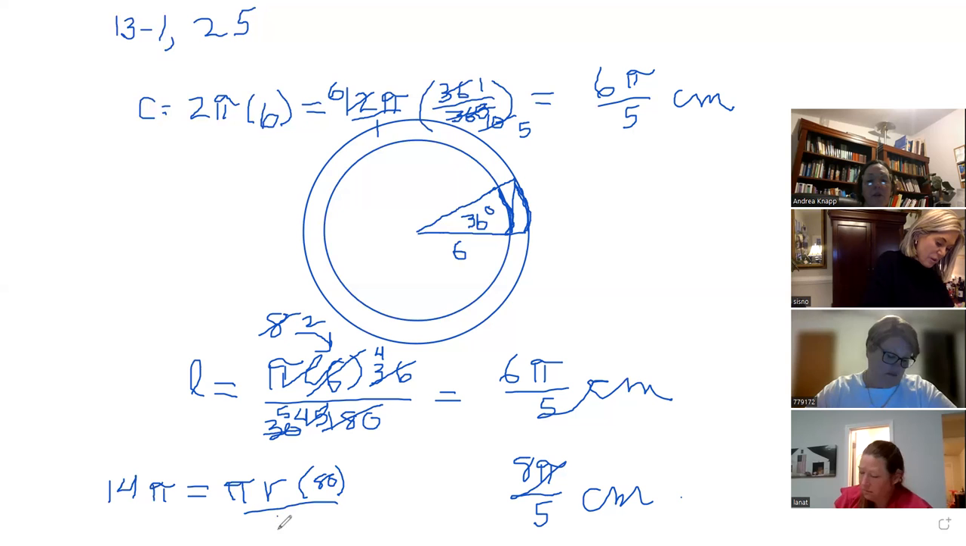And then we have to do a little algebra to solve for R now. I see 80 and 180 both end in 0, so I'm going to divide those both by 10 and just cancel off those zeros. And 8 and 18 are both divisible by 2. And that becomes a 4. This becomes a 9.